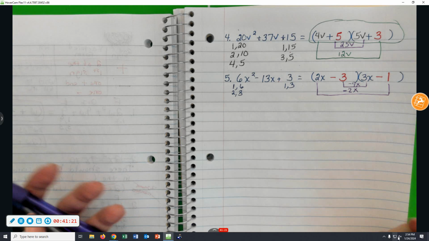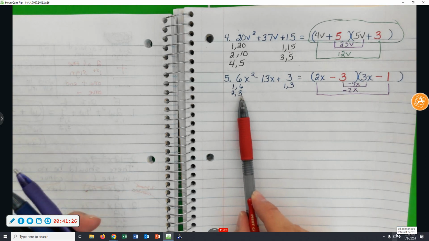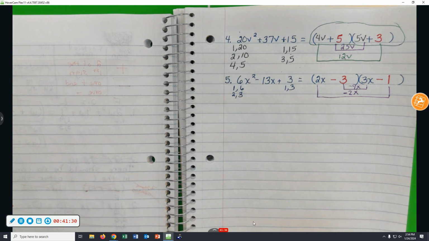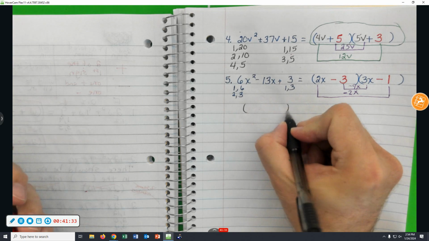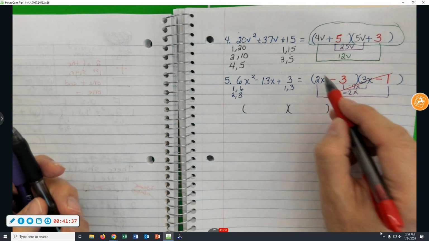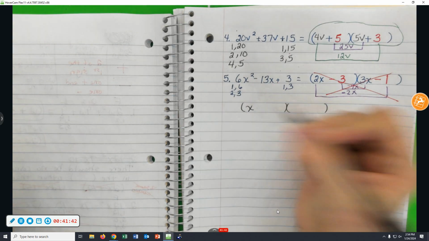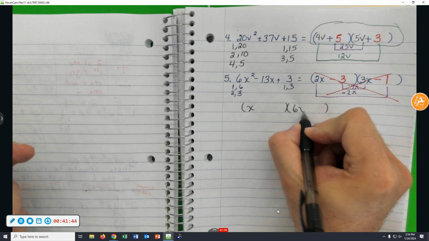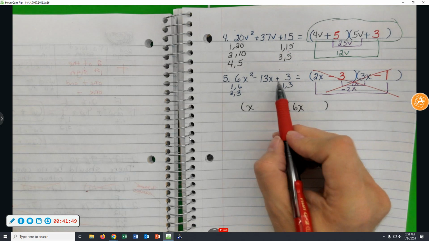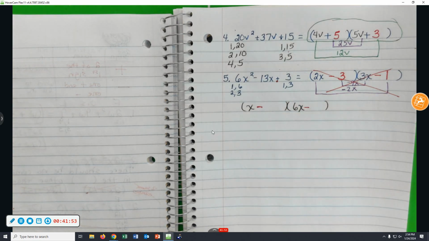There's no way that 2 and 3 can work, can it? So we're going to have to switch to 1x and 6x. Mark that one out. Let me mark this out. 1x, I'll just write x, times 6x. And you know the signs. The second sign's a plus, so two of the first. So let me put minus and minus.